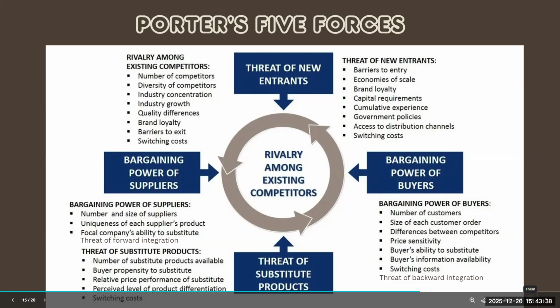So the five forces include, first, the rivalry or competition; second, the threat of new entrants; the threat of substitutes; the bargaining power of buyers; and the bargaining power of suppliers. When we apply this model to procurement, we want to understand the structure of our supply market and potential ways to negotiate with the supplier.